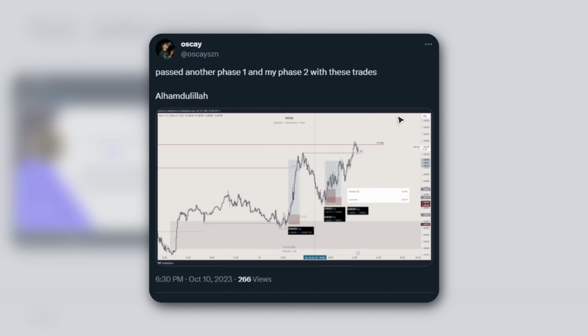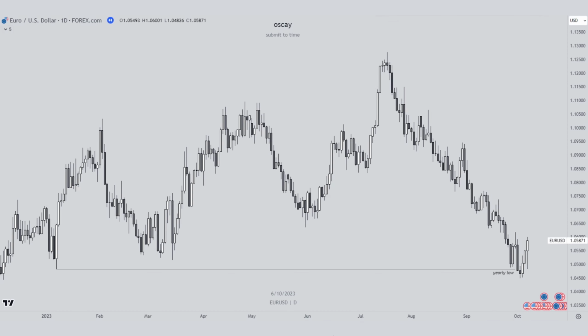We'll be going over these trades. So guys, on the daily time frame on EUR/USD, we can see that we have just taken out a yearly low. After we take out key liquidity points, what does this mean? It means that price will either retrace or reverse.